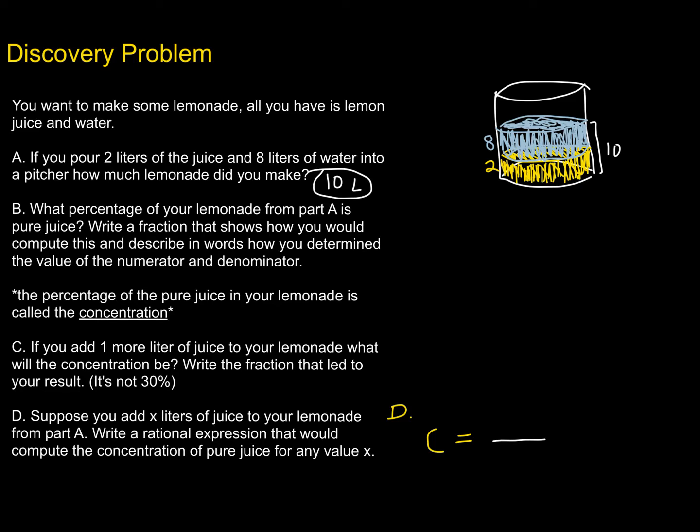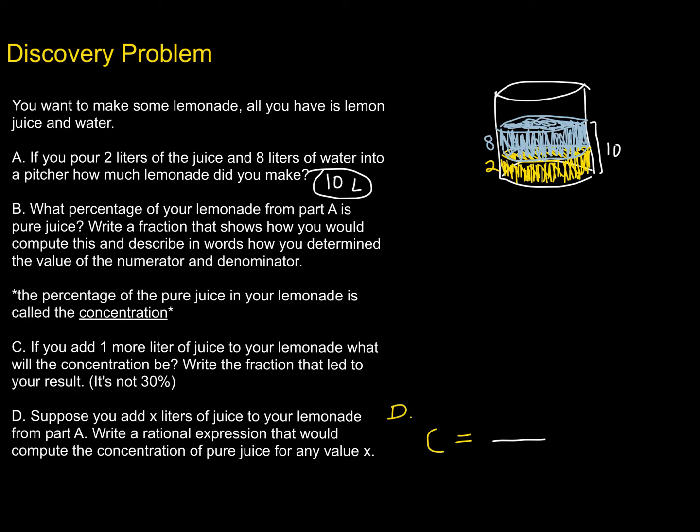Okay, so let's take a look here. The first one is pretty simple, and I've drawn a picture here to help us illustrate. But 2 liters of juice and 8 liters of water, that's going to make 10 total liters of lemonade. So now when we think about the percentage that is lemonade, we can reference our picture here to make sure we're using the correct fraction.